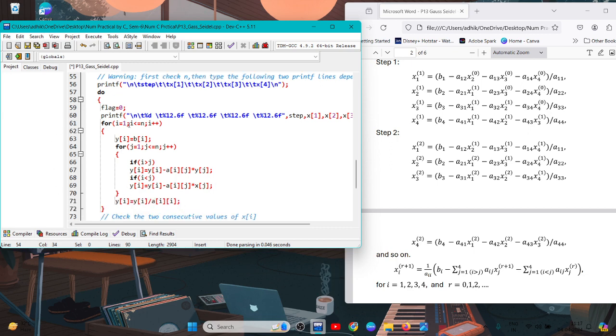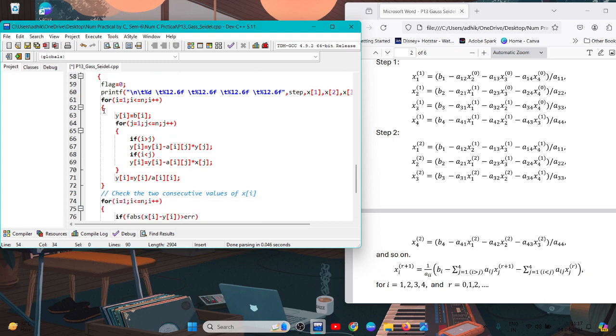Then come to i equal to 2. So we get y1 equal to y1 divided by a11. This is the a11, this is divided by a11. And next i equal to 2, for the second equation. So after completing this i equal to 2 loop, j equal to 1 to 4, you get the value of x2, the value of x2 for the step 1. And this i equal to 2, i equal to 3, i equal to 4. When i equal to 4, you get from the fourth equation.